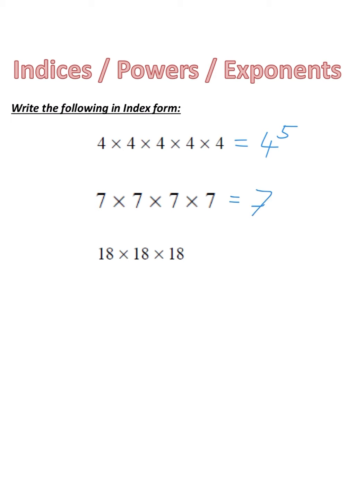So like the next one there, if I wanted to write that in index form, that would be 7 to the power of 4. So 7 times itself 4 times. Likewise with 18, that would be 18 to the power of 3.